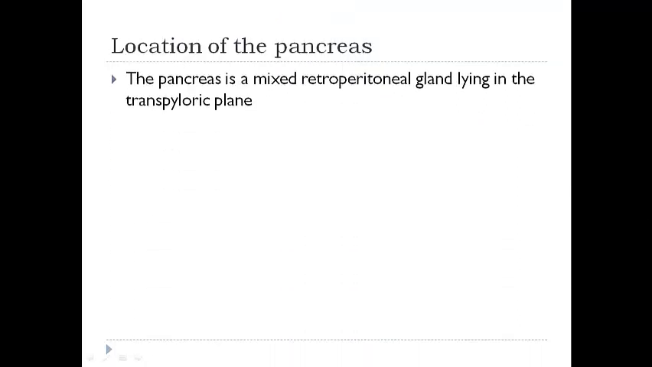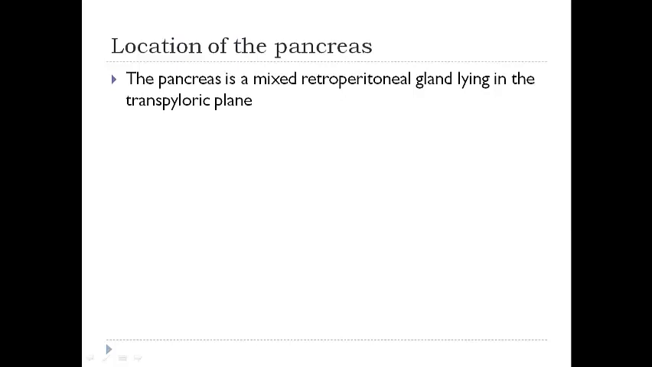So, the pancreas is generally a mixed gland, meaning that it has both an endocrine and exocrine portion. So it has part of it that releases hormones and part of it that has an exocrine secretion that's mostly made of fluids and enzymes and so forth. Okay. It is a retroperitoneal gland, meaning that it has peritoneum covering its anterior surface only, but its posterior surface rests actually against the posterior abdominal wall. And it is found in the transpyloric plane.